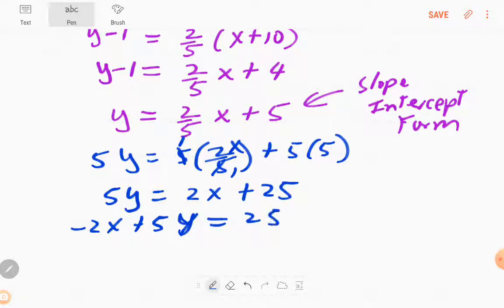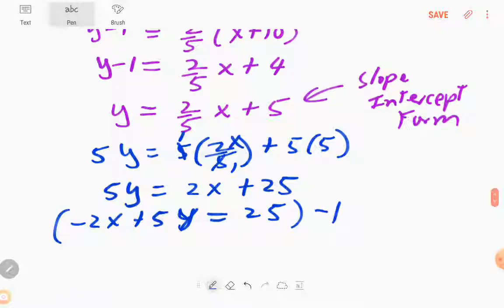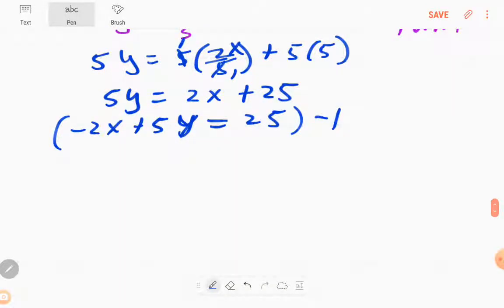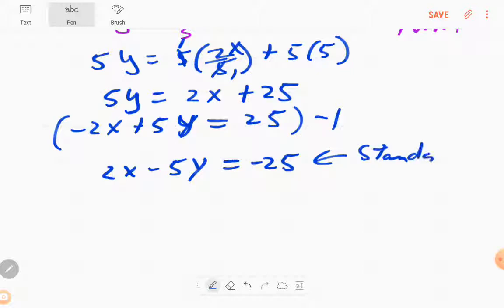Since in standard form the coefficient in front of the x has to be positive, I multiply the whole thing by -1. So this becomes 2x minus 5y equal to minus 25. So this is the same thing written in standard form. In standard form, all the coefficients have to be integers, and the coefficient in front of x has to be positive.